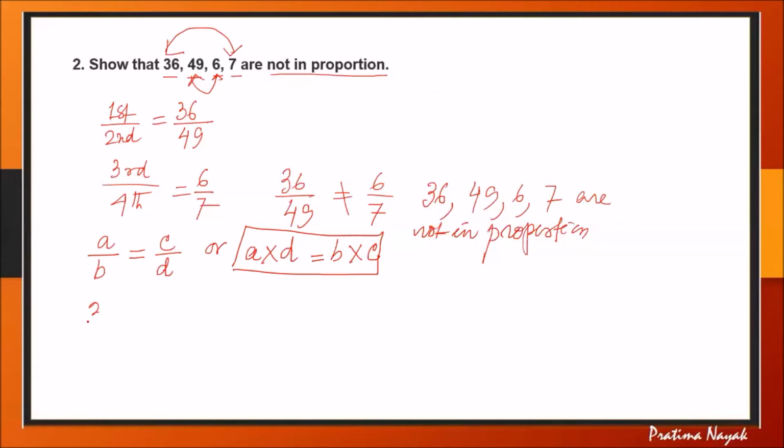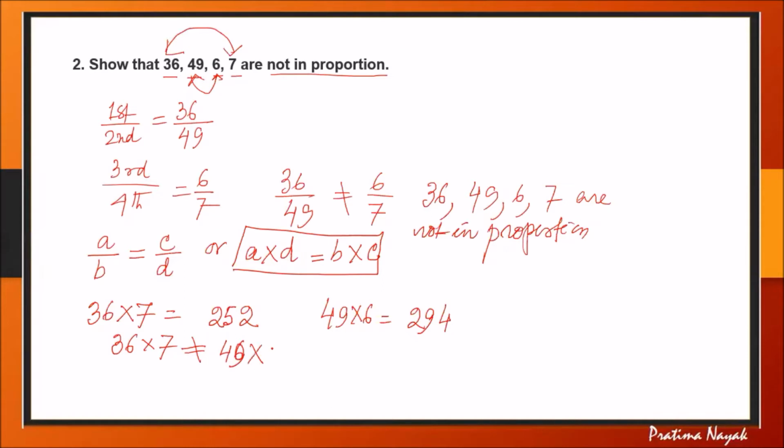For example, 36 multiplies 7. Find out the answer. 6 times 7 is 42, 4. This is 252. Now, if we multiply 49 into 6, 6 times 9 is 54, carry 5, this will be 294. Are they equal? No, so 36 multiplies 7 is not equal to 49 multiplies 6. So we'll write that 36, 49, 6, 7 are not in proportion.